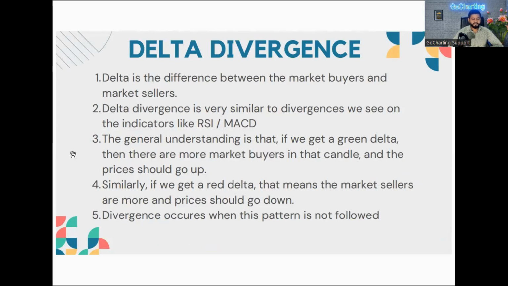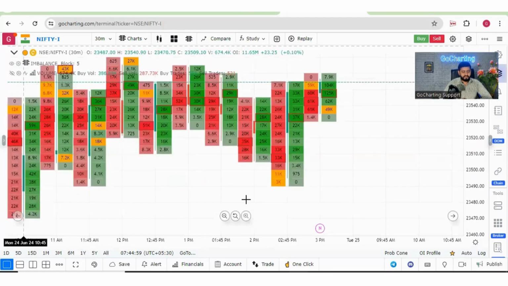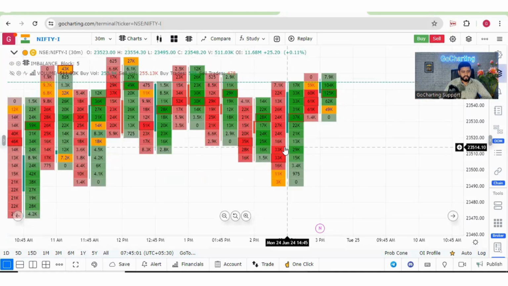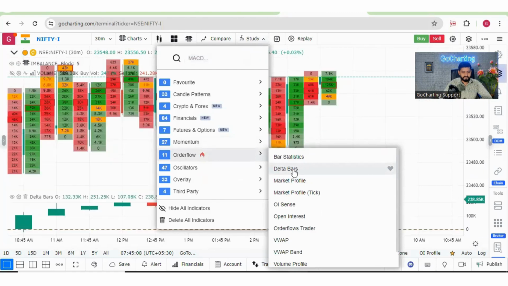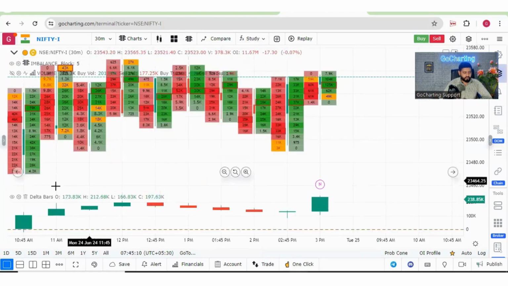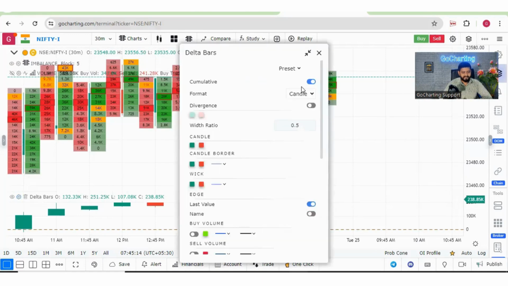So what is delta? Guys, what is the delta? You guys know that delta is the difference between the market buyers and market sellers. Okay. So this is a nifty chart where you can see the order flow charts. Now, if you want to add delta, you can go to FX study, go to order flow, click on delta bars. Okay. Now, if you go to delta bars, you need to go to settings. If you go to settings, here we have multiple settings.